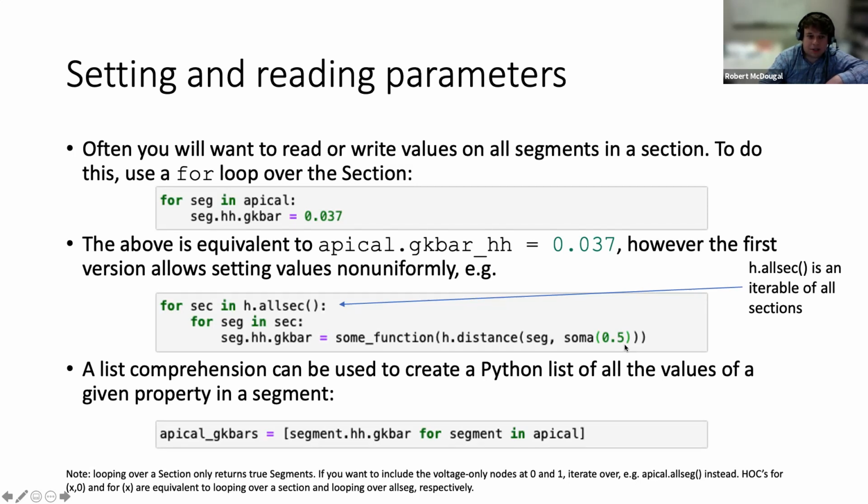And so you could imagine that conductances might be functions of distance. This happens, for example, in pyramidal cells. I believe A currents are functions of distance from the soma as a rough approximation. And you can use list comprehensions to grab a whole bunch of parameters at once and turn them into a list.